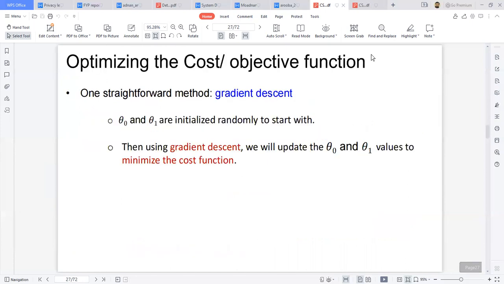And optimizing the cost function, also called the objective function or loss function. How will we optimize? One straightforward method is gradient descent, as we discussed. Theta naught and theta 1 are randomly initialized at the start. We can take any theta 1 and theta naught. Then using gradient descent, we update the theta naught and theta 1 values to minimize the cost function. We can change the slope and the intercept, and based on these values, minimize the cost function using mean squared error.